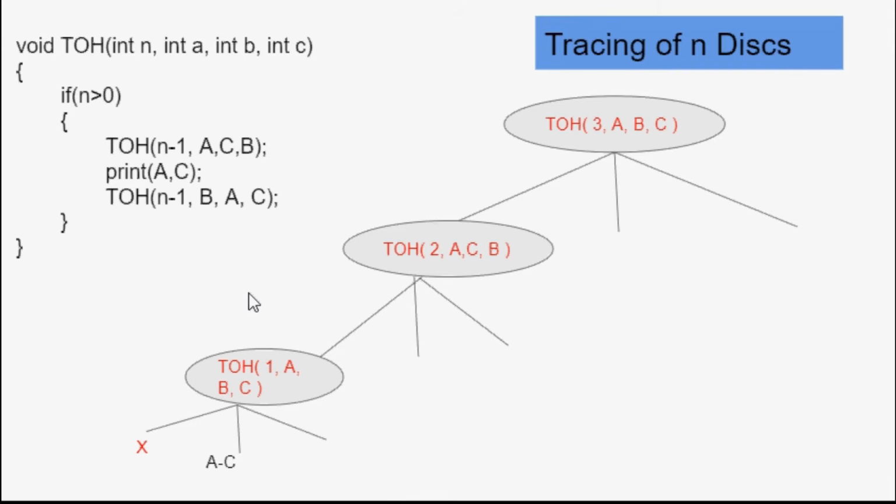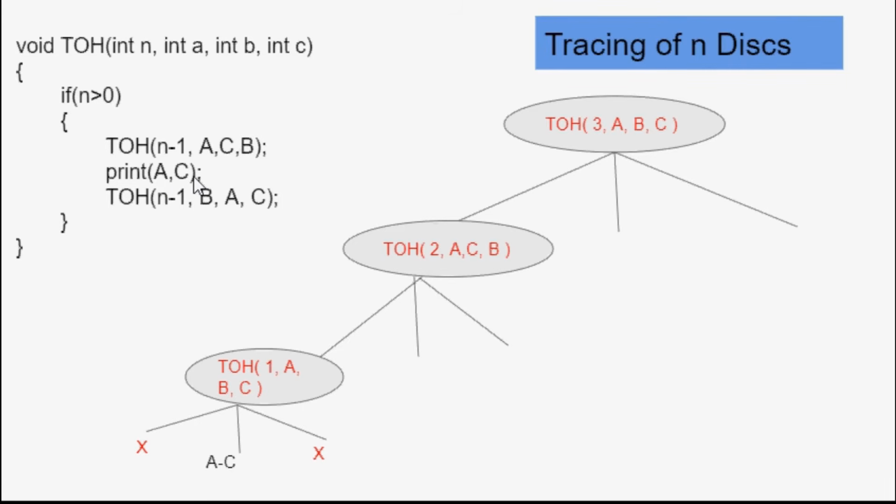Then again we are making a recursive call, that is n-1. What would be the value of n-1? That would be 0. But we are not supposed to execute this if the value is 0. So there is no call. Now let's backtrack the things. Once we have done this very first step, we are supposed to write down these steps. Now print A comma C.